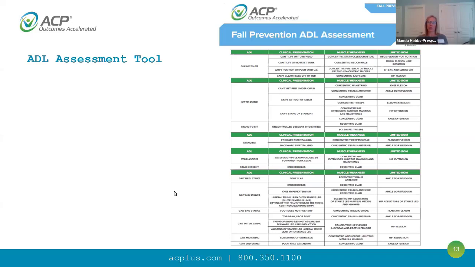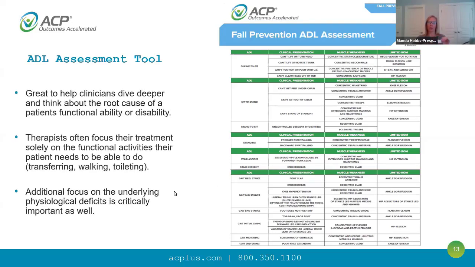Our ADL assessment tool, I really like this tool. This one dives a little bit deeper than the previous one. So this can help clinicians peel that onion layer back again, and really help identify that root cause of the patient's functional ability or disability, okay? Therapists often will focus their treatment solely on improving the functional task, right? I'm working on my transfer training, I'm working on my walking. But we also need to realize that if we don't address underlying physiological deficits, then we may never be able to improve their overall function with those transfers or gait, if we don't improve maybe their range of motion or their muscle strength.